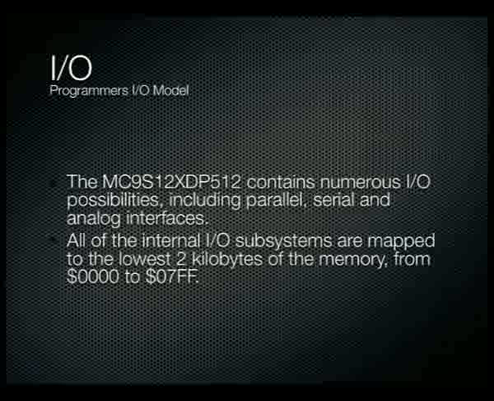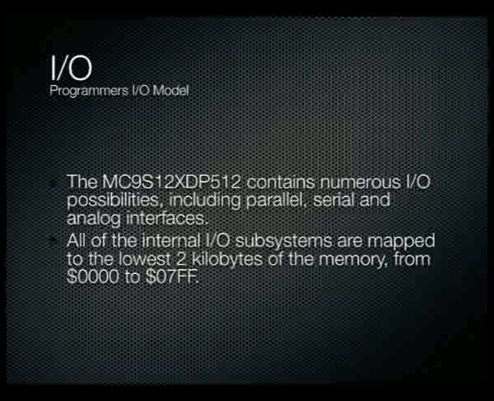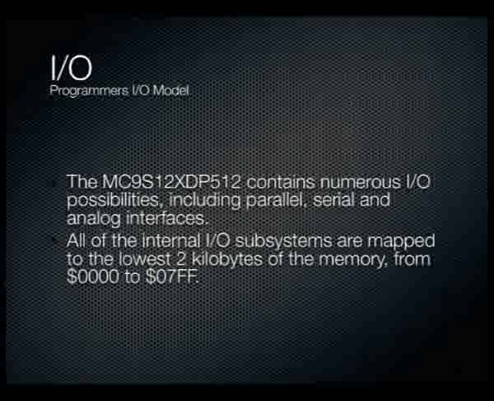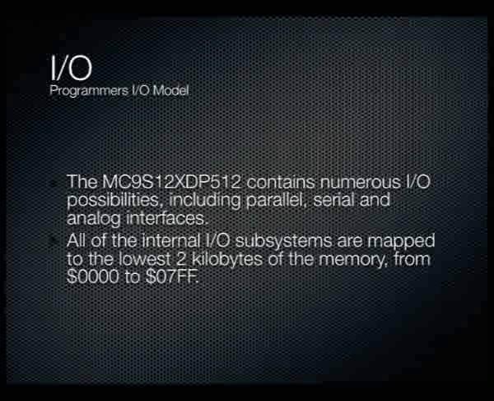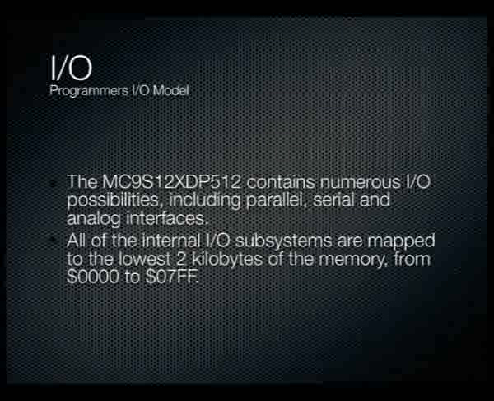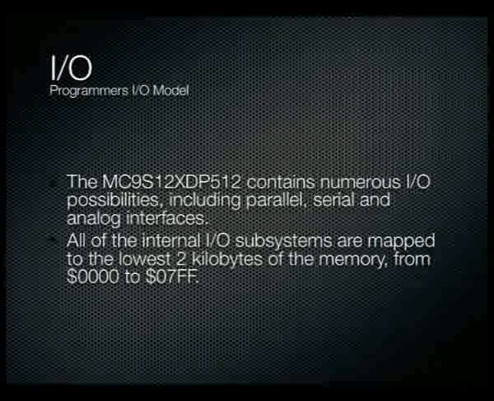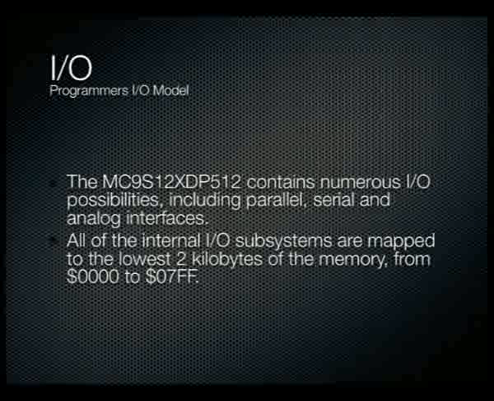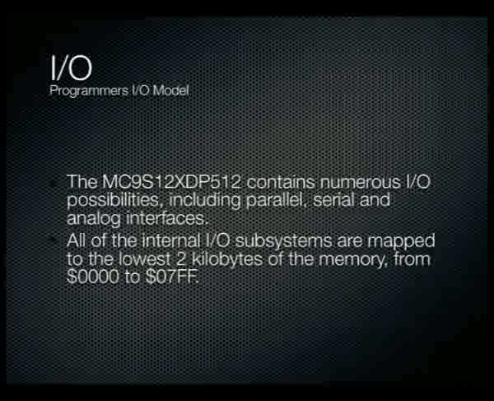Inside our processor, we have numerous I/O possibilities, including parallel, serial, and analog interfaces. All of these internal I/O subsystems are mapped to the lowest 2 kilobytes of the memory, from 0 to 7FF. As I said before, when I showed you that memory map, all our I/O registers are mapped to the lower 2K of our memory.